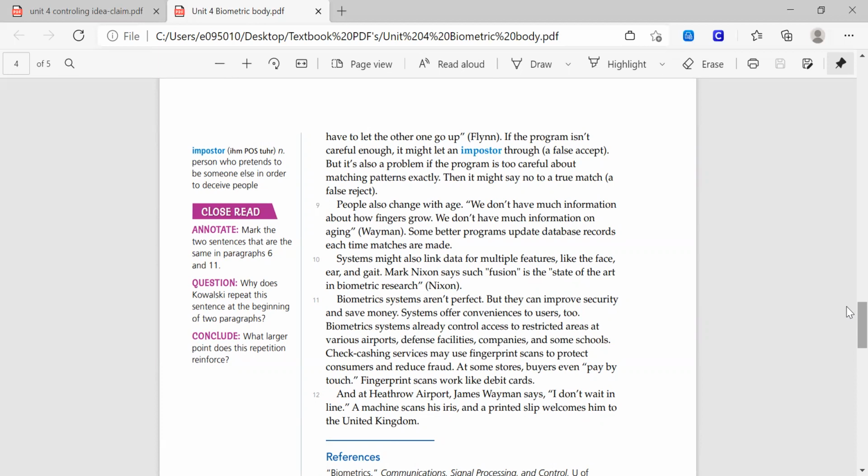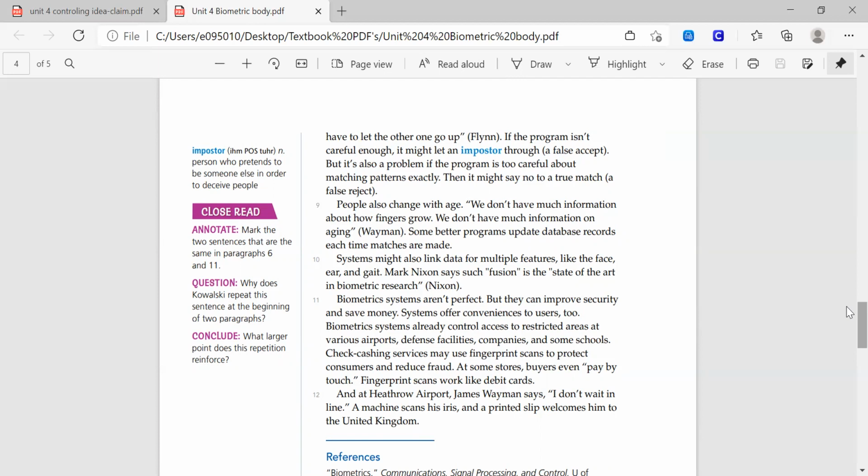People also change with age. We don't have much information about how fingers grow. We don't have much information on aging. Some better programs update database records each time matches are made. Systems might also link data for multiple features like the face, ear, and gait. Mark Nixon says such fusion is the state of the art in biometric research.